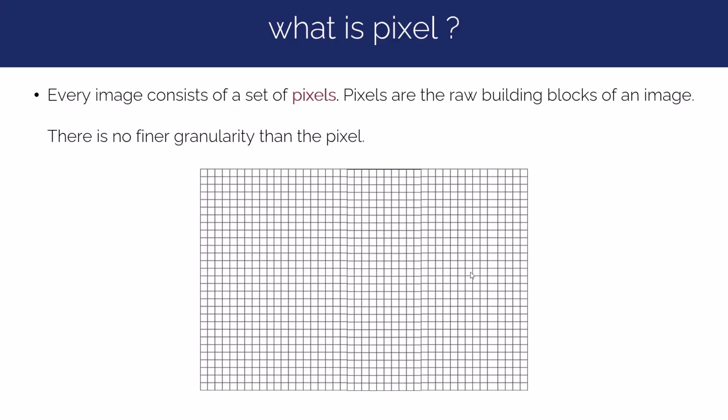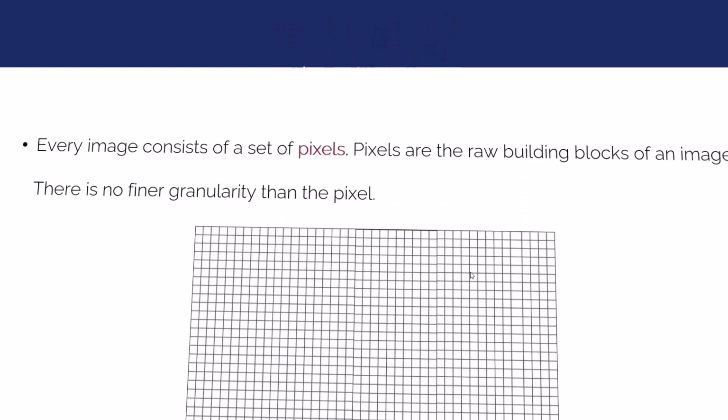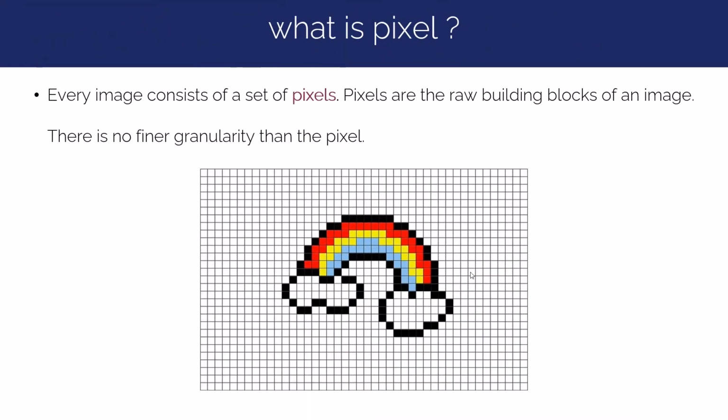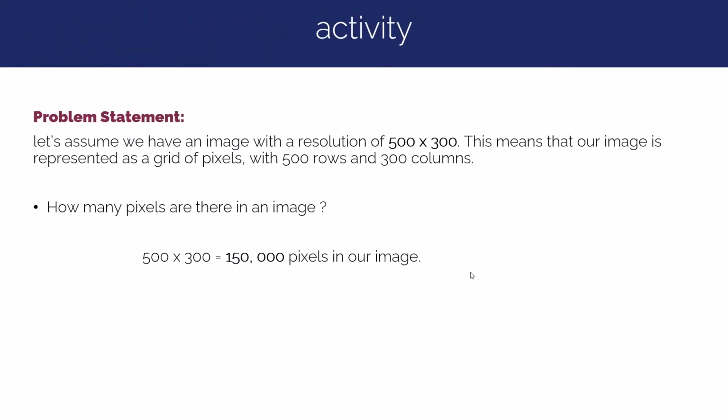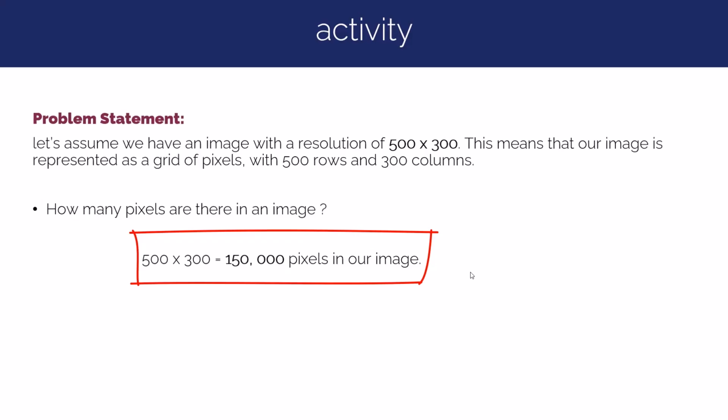So, what exactly is a pixel? Every image consists of a set of pixels. Pixels are the raw building block of an image. Normally, we think of a pixel as the color or intensity of the light that appears in a given place in our image. If you think of an image as a grid, each square box in the grid consists of a single pixel. For example, let us pretend we have an image with a resolution of 500 by 300, which means that our image represents a grid of pixels with 500 rows and 300 columns. Overall, there are 500 times 300, that is 150,000 pixels in our image.